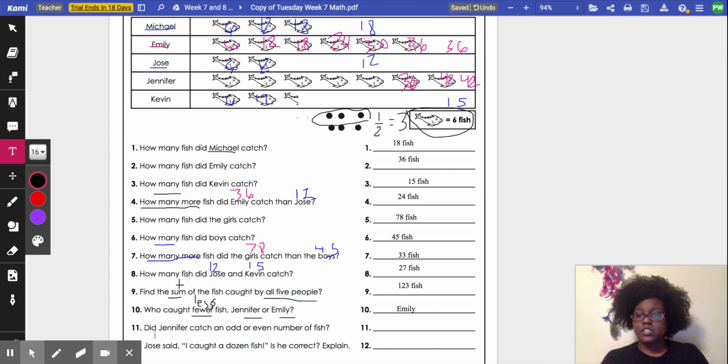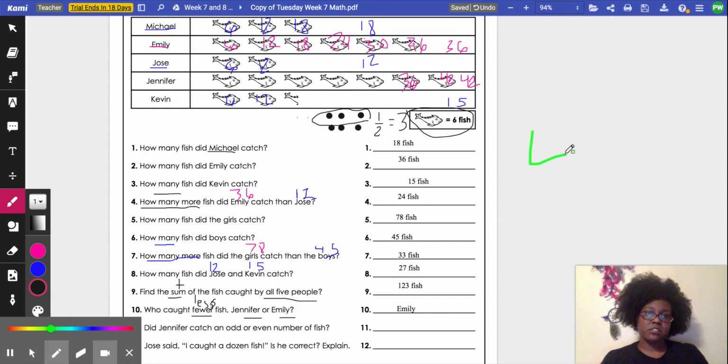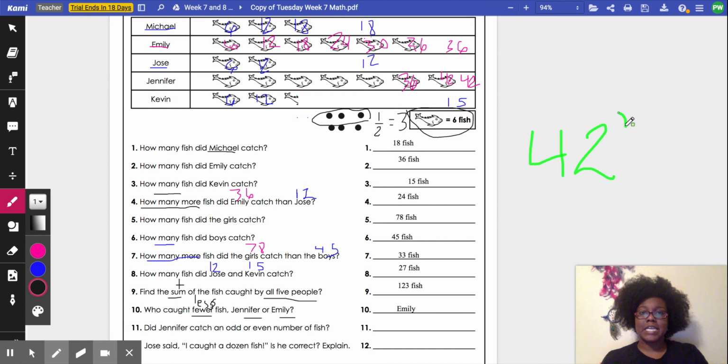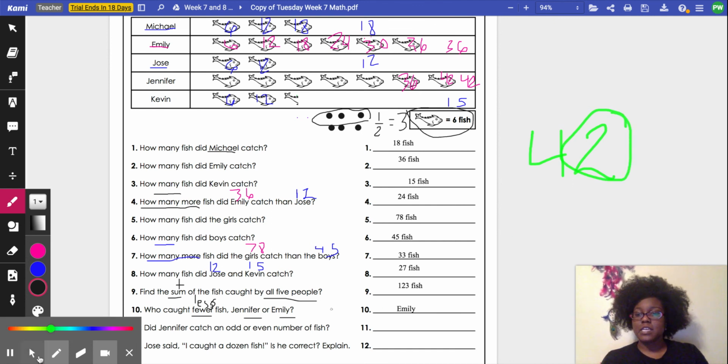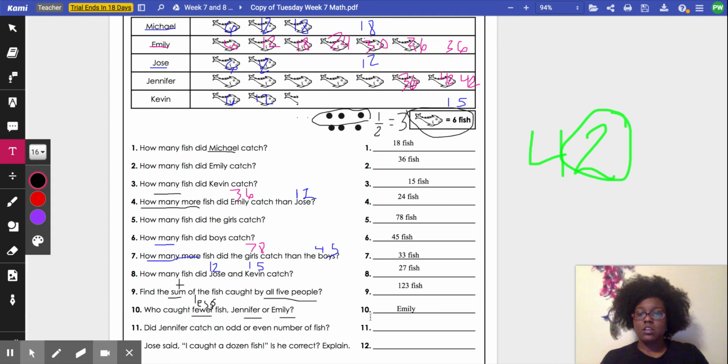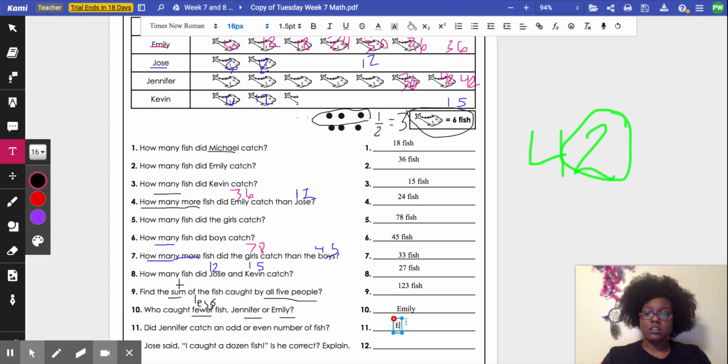Number 11. Did Jennifer catch an odd number of fish or even? Odd or even number of fish. So I'm looking. Jennifer has 42. And when we decide if a number is even or odd, we always look in the ones place. That goes with the one we did on Monday. So in my ones place, I have a 2, and we know that 2 is even. So we're going to put even.